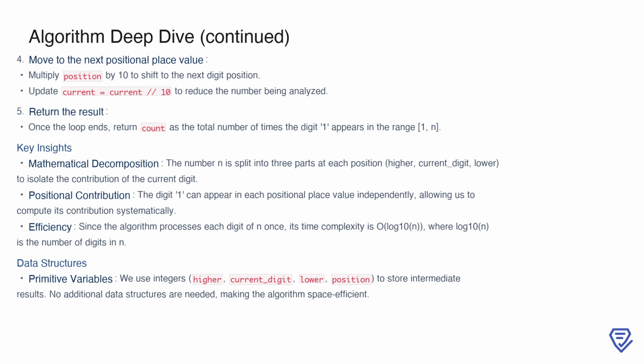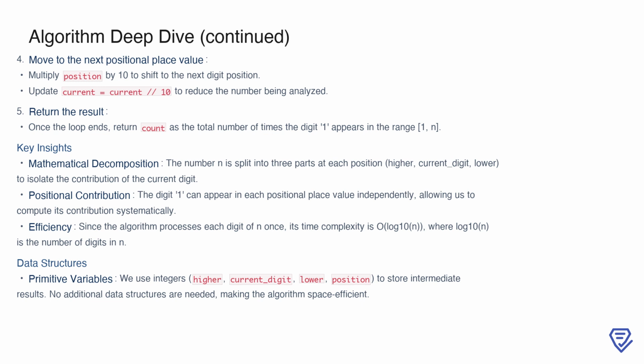The key insights that make this approach efficient include the mathematical decomposition of n into higher, current_digit, and lower parts, and the realization that the digit 1 contributes independently at each positional place value. Because we process each digit of n exactly once, the algorithm achieves a time complexity of O(log10 n), where the number of digits in n determines the number of iterations.